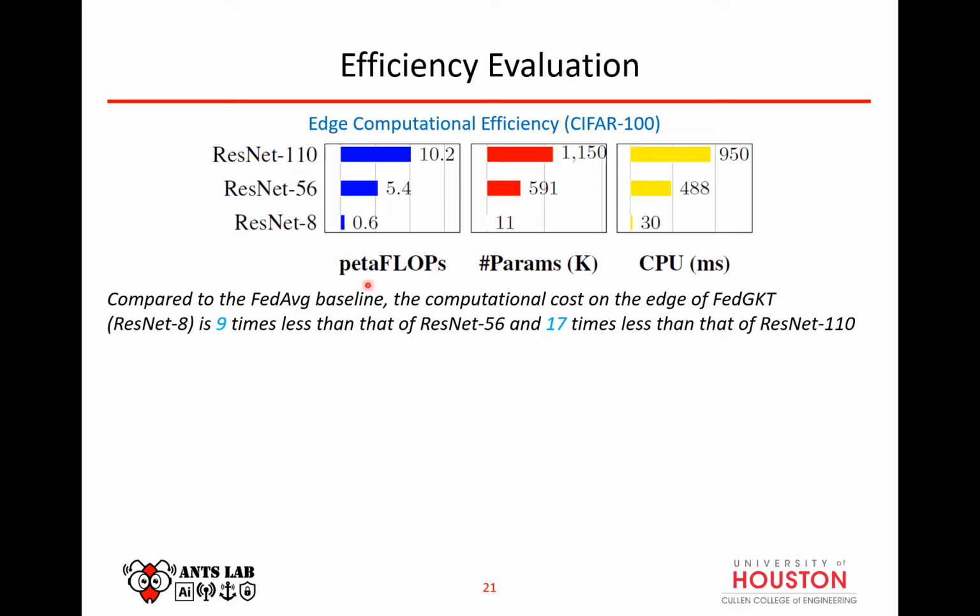And they try to measure the petaflops and the number of parameters and the CPU seconds it takes, the CPU running time for every mini batch in milliseconds. So as we can see, compared to the federated averaging baseline, the computational cost on the edge of the Fed GKT is 9 times lesser than that of ResNet 56 and more like 17 times less than that of ResNet 110. So we see that it is more computationally efficient compared to the other methods.